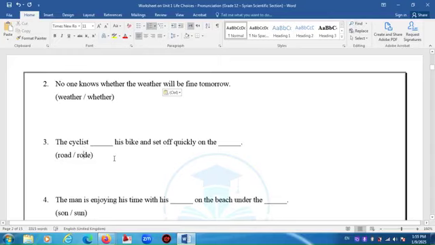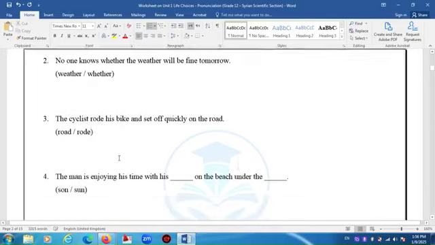The cyclist rode his bike, and set off quickly on the road. So the first, rode, the past of ride, it's a verb. The second, road, it's the path or the street, for example, and that's a noun. Be careful with the word class, the word family of the homophone. Is it a noun? Is it a pronoun? Is it an adjective? Is it an adverb? And so you will know its part from the sentence in order to understand and choose correctly.